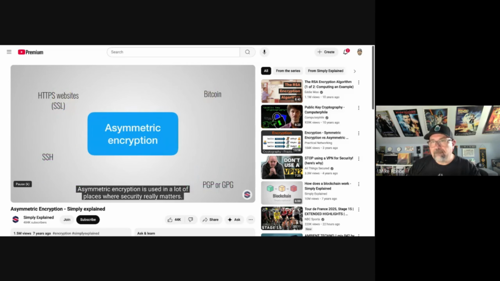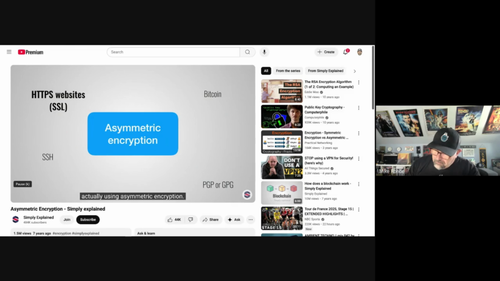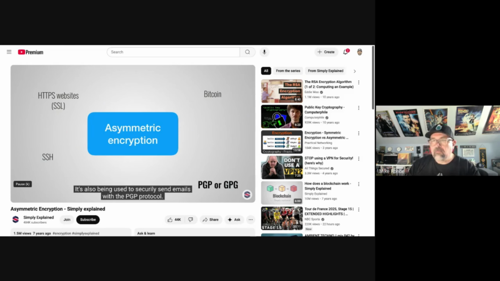Asymmetric encryption is used in a lot of places where security really matters. You might not be aware of it, but every time you visit a secure website via HTTPS, you're actually using asymmetric encryption. It's also being used to securely send emails with the PGP protocol. And one last example, Bitcoin also uses asymmetric encryption to make sure that only the owner of a money wallet can withdraw or transfer money from it.